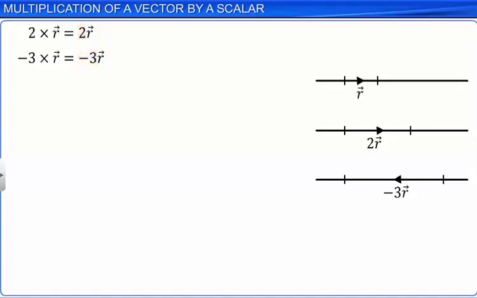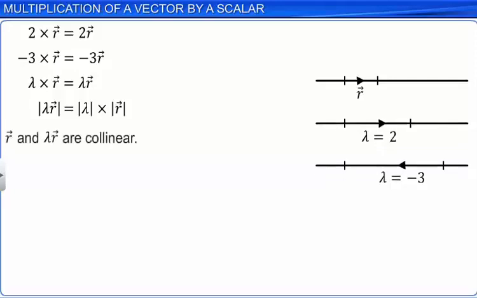If we multiply any vector, say vector r, by a scalar quantity, say lambda, we get another vector, lambda r. The magnitude of vector lambda r is equal to the magnitude of the scalar quantity lambda multiplied by the magnitude of vector r. The direction of vector lambda r depends on the sign of the scalar quantity lambda. The vector obtained by multiplying a given vector with a scalar quantity is collinear to the given vector.